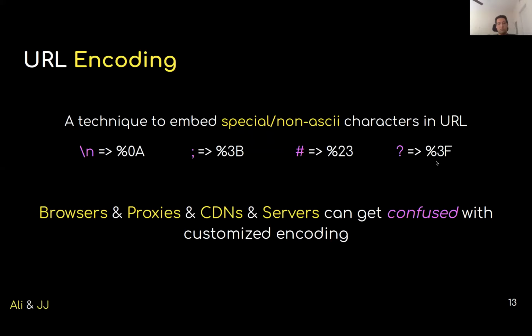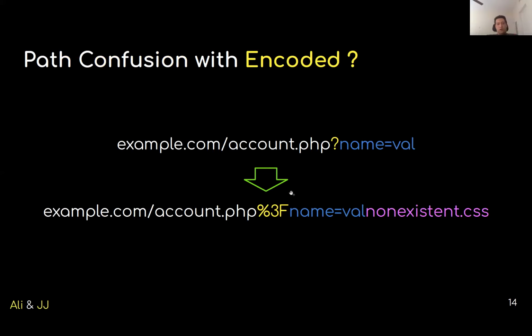However, this encoding can bring more confusion between different components of the internet, such as browsers, CDNs, and servers, if we apply custom encoding. That's something we're going to explore through the following slides, to show how different encodings can make the different components have different interpretations. One of the effective techniques that we want to introduce in this presentation is using %3f, or encoded question mark.